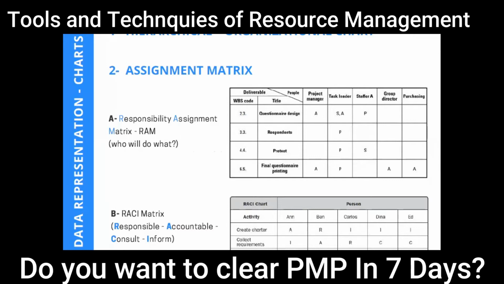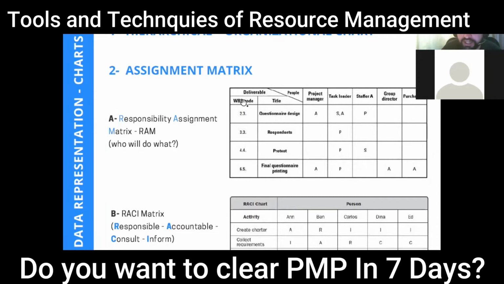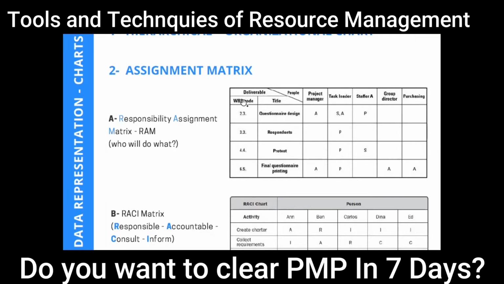Who is responsible for what? In this matrix, you basically put whose responsibility is to do that specific task. So we call that the responsibility assignment matrix, RAM. For example, project manager is responsible for this. He is responsible for this. So we write who is responsible.